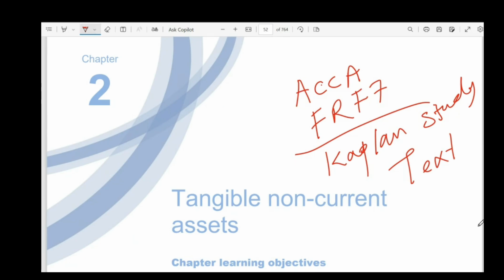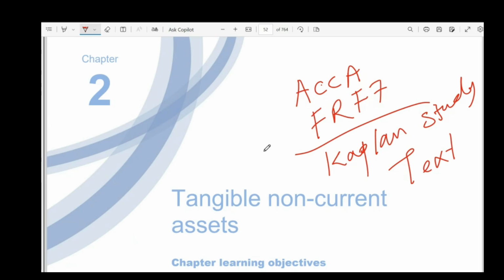Reporting. Today our chapter 2, tangible non-current assets, is our topic, and we are going to go through a complete chapter review. This is from the ACCA Financial Reporting Kaplan study text we follow, and we complete our lecture, revision and pass card in Kaplan study text format. Okay, today's topic is the tangible non-current assets.